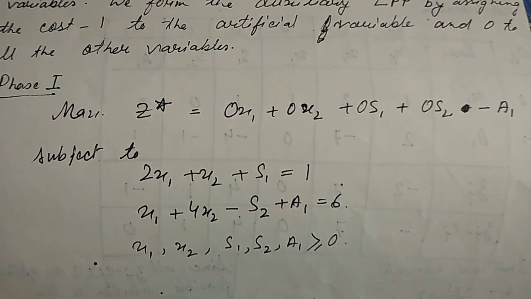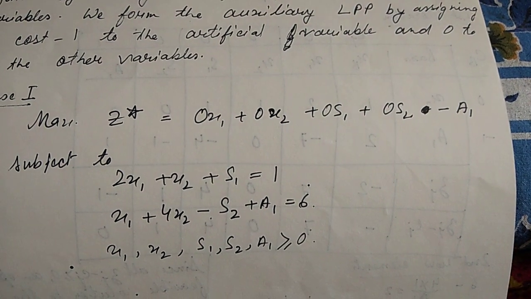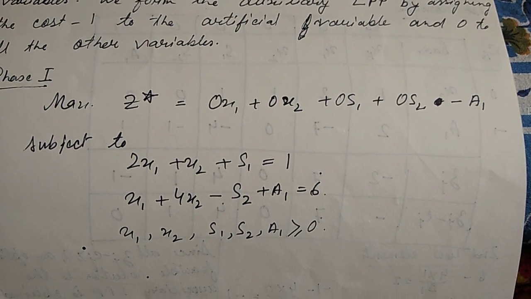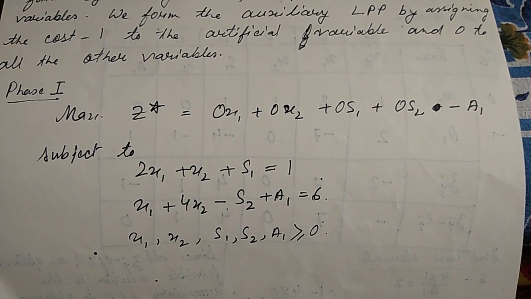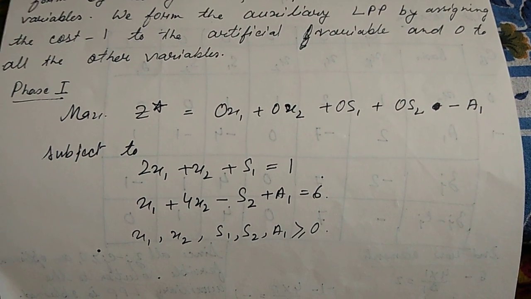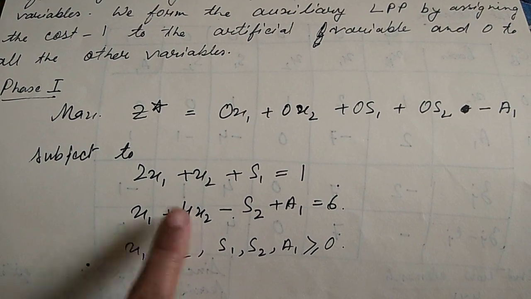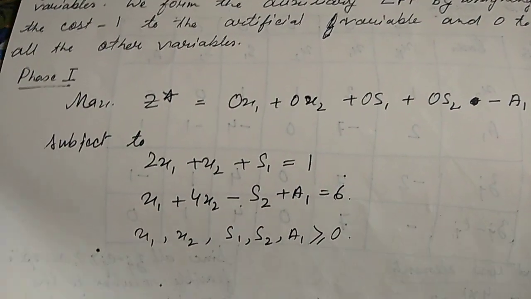So in the next step we will form the initial table for the solution, and here the technique will be exactly the same, but we will not follow the original LPP. We will now follow the auxiliary LPP and then solve the initial table. So let me take you to the initial table now.